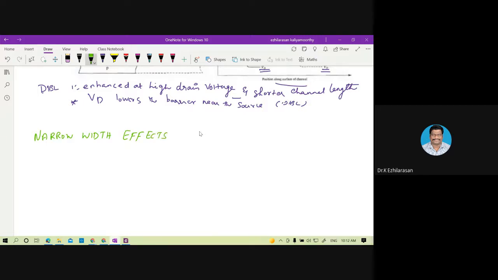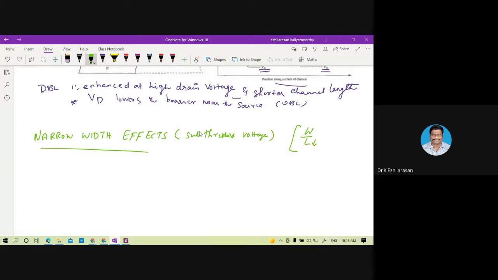Narrow width effect, or sometimes I may call this the sub-threshold voltage effect, or due to the sub-threshold. Narrow width means, now we have to think about the W by L ratio. Till now we said the L is very small, correct? Now just make a reverse of that. Narrow width, the width is very, very small.